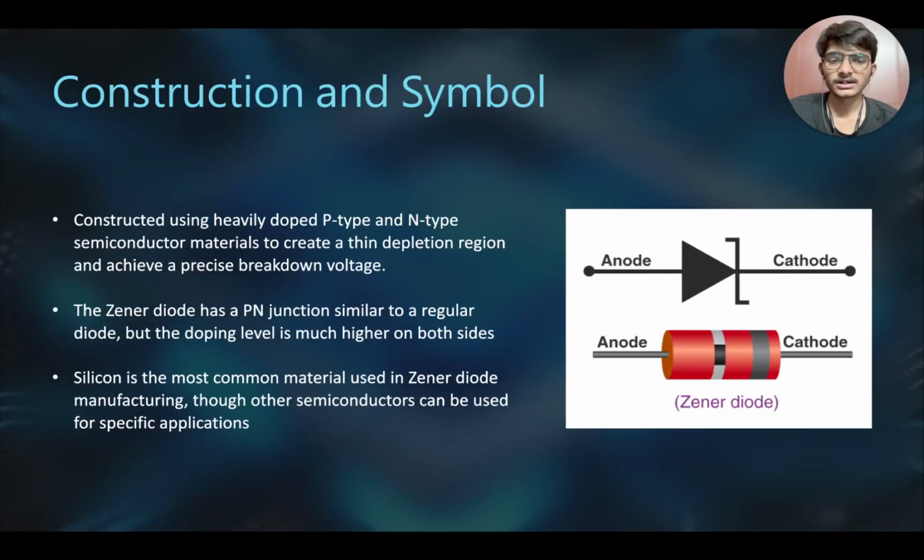This is how a Zener diode looks. It is constructed using heavily doped p-type and n-type semiconductors. The Zener diode has a p-n junction similar to a diode, but the doping level is much higher when compared to a regular diode. Silicon is the most commonly used material in the construction of Zener diodes.